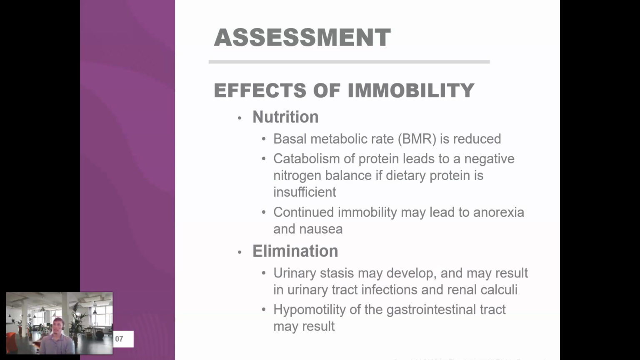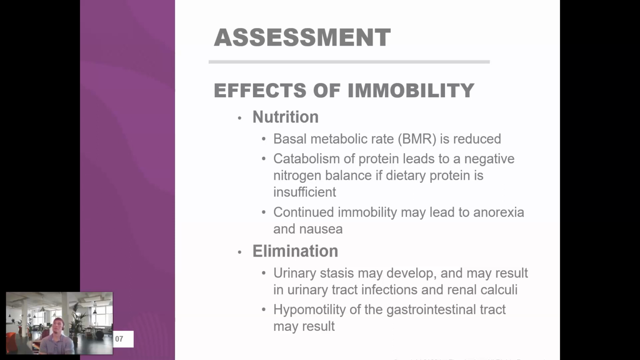Let's talk about nutrition. How is nutrition affected? Well, our basal metabolic rate, or BMR, that's simply the number of calories that your body needs to perform basic life-sustaining functions. It's going to be reduced. The body doesn't need as much to live because it's not doing as much work.